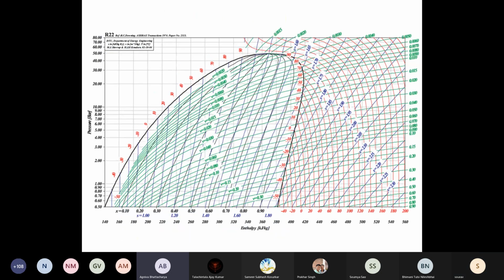So the same R22 now on a pH chart looks like this. The book from which this is taken, the publisher of that book didn't even bother to put the isotherm lines in the subcooled region. You do not see those lines. They just mark -10, 0, 10, 20. So these vertical lines, the isenthalpic lines, are more or less the isotherms over here.